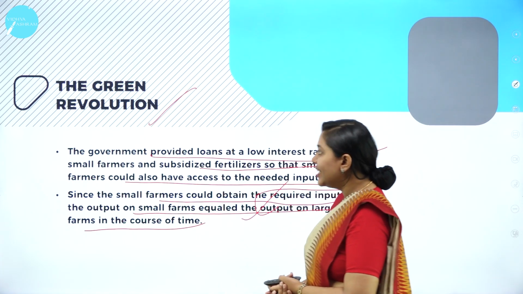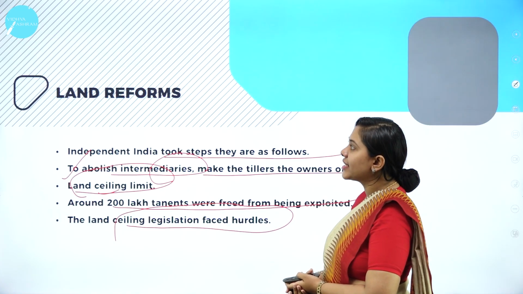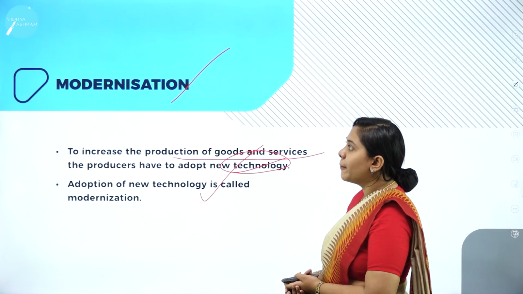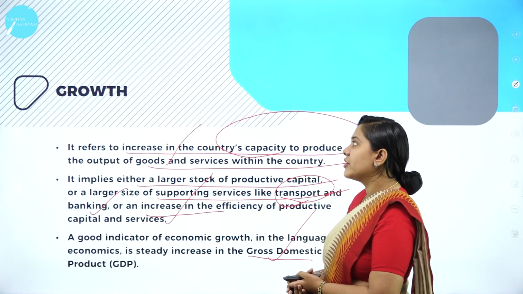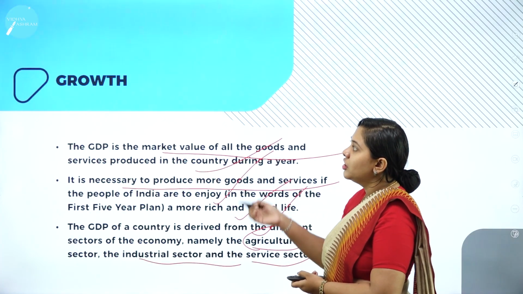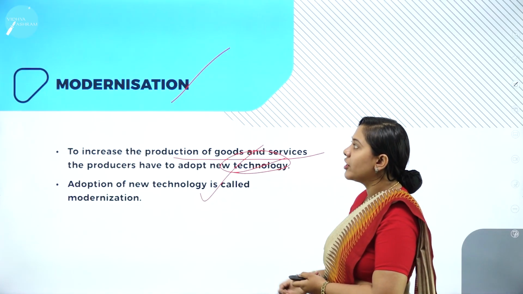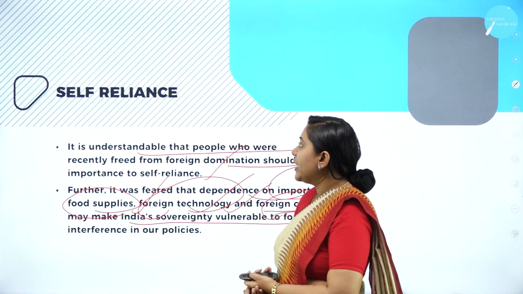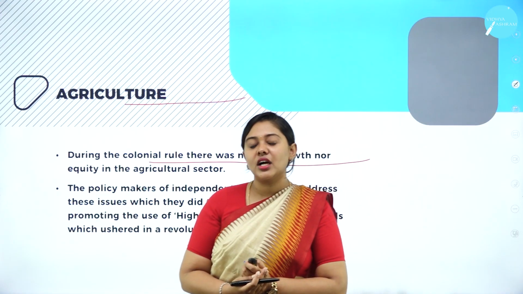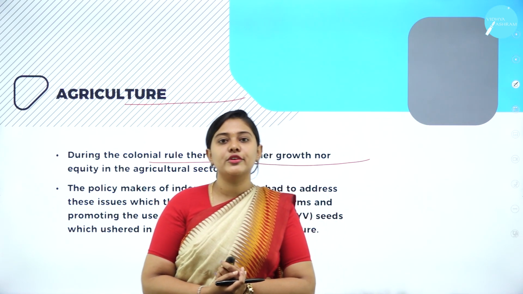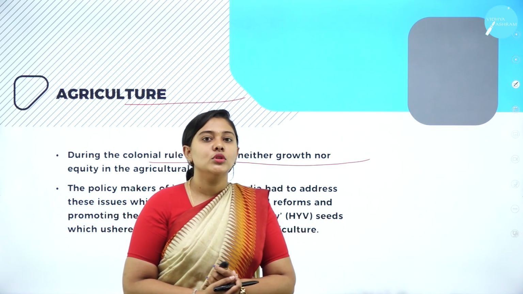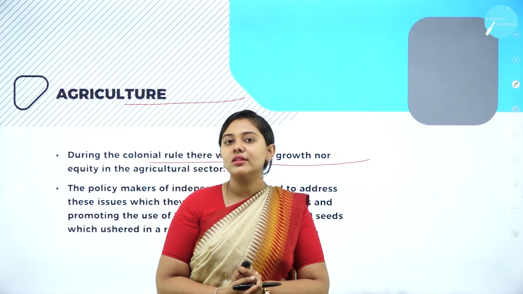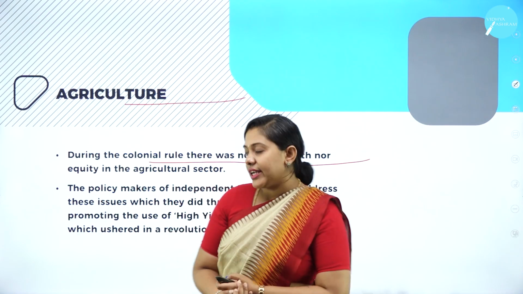So let's conclude the topic. In today's class, we have discussed the 5 year plan, the goals of the 5 year plan, that is growth, modernization, and we have also discussed self-reliance and equality. Later, we have discussed agriculture, how the situation was in the agriculture sector, and to protect our farmers, what government initiatives we have had. So all this we have discussed in today's class.